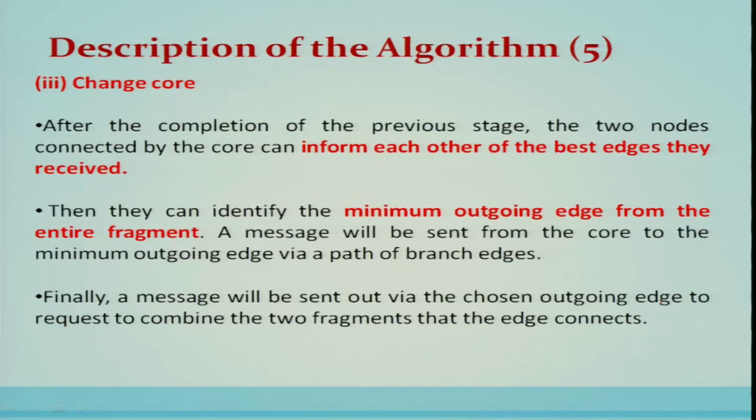Change core. After the completion of the initial stage, the 2 nodes connected by the core can inform each other of the best edge they received. Then they can identify the minimum outgoing edge from the entire fragment. A message will be sent from the core to the minimum outgoing edge via a path of the branch edges. Finally, a message will be sent out via the chosen outgoing edge to request to combine the 2 fragments that the edge connects.